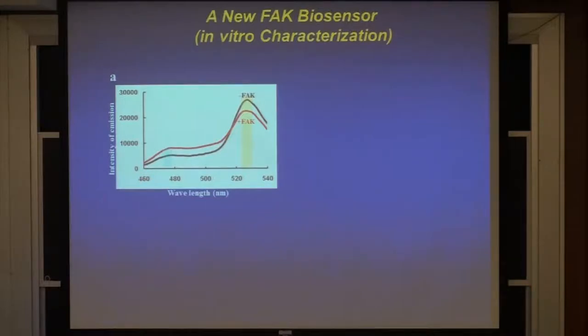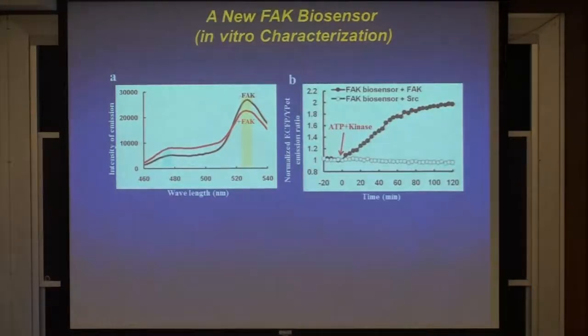So what did happen here? Basically, the emission from the acceptor goes down, the emission from the donor goes up, right? Suggesting the energy transfer has been reduced, therefore most energy will be transferred back to the donor. That's why you see more emission from the donor, less emission from the acceptor. Is that clear to you? Okay. So this is as we expected or designed, right?